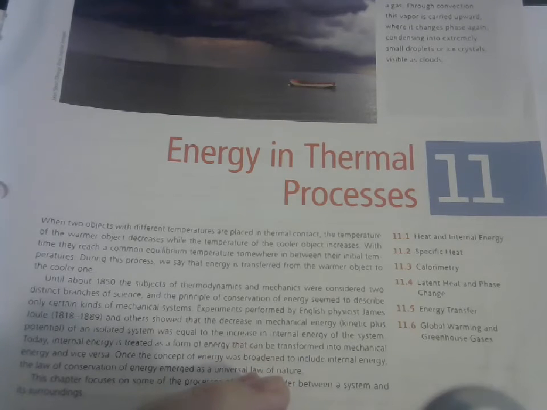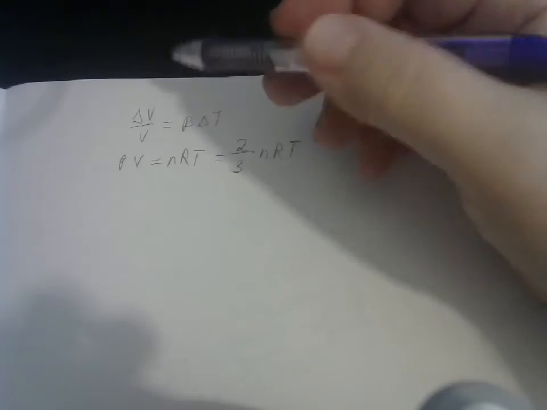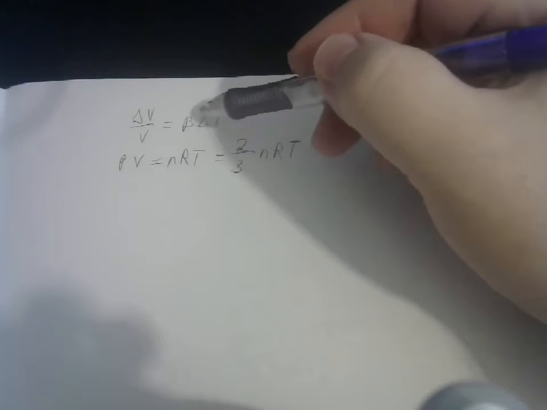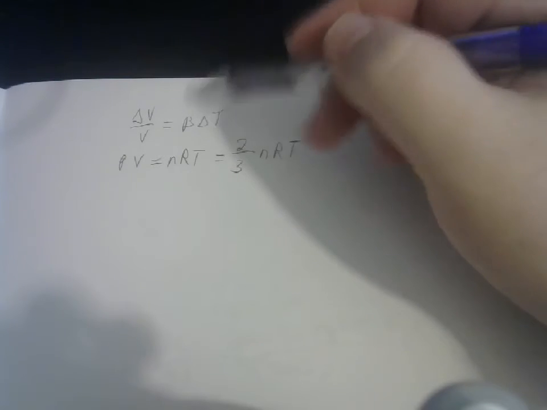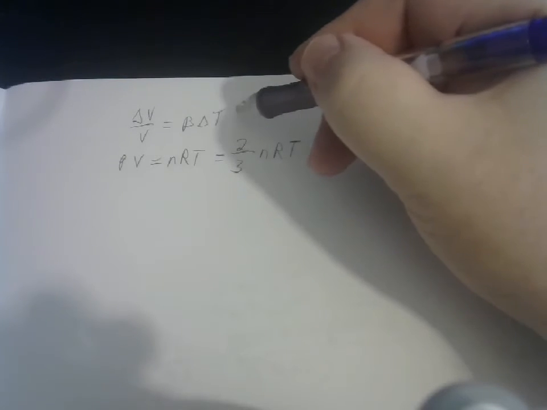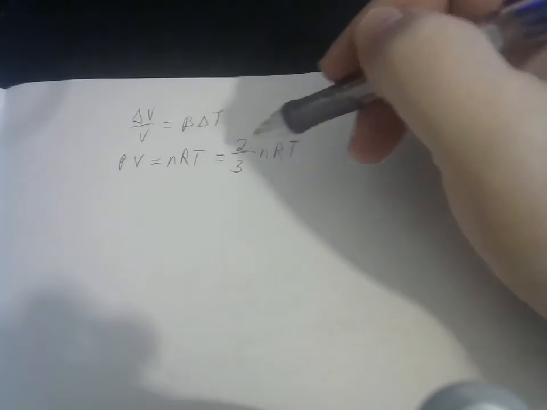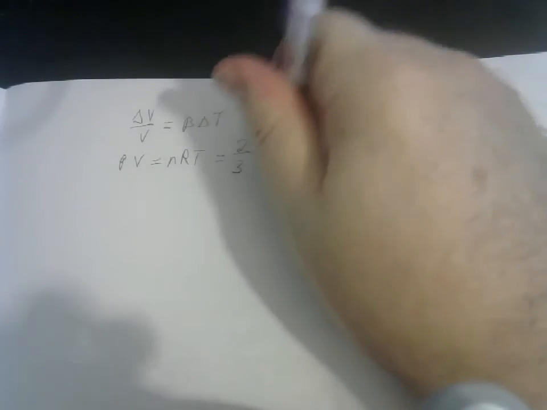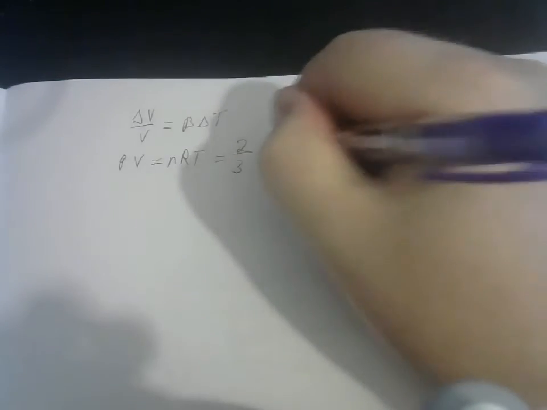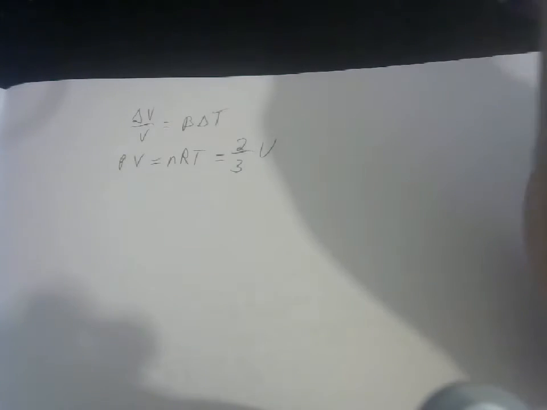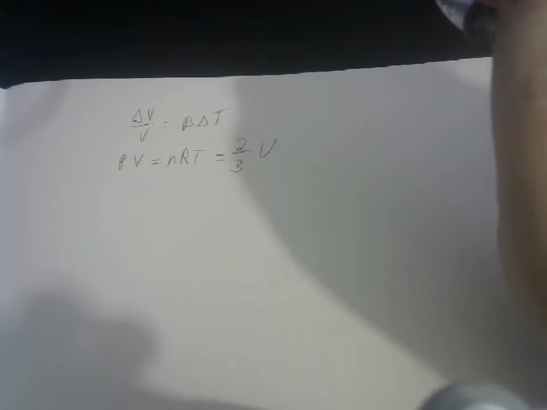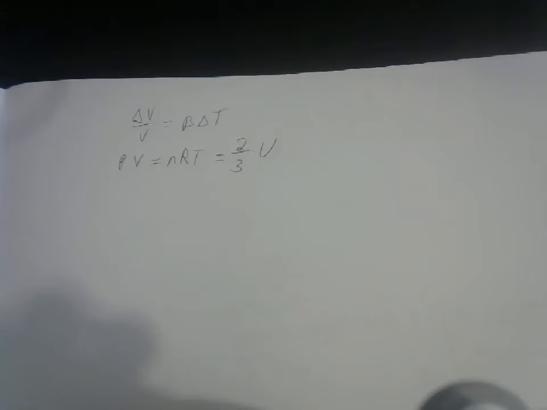Chapter 11 is about energy in thermal processes, and I'm going to start this with a little review. The first equation here is delta V over V equals the thermal coefficient of volume expansion times delta T. The other equation is essentially the ideal gas law, but it also has 2/3 times U, the internal energy.